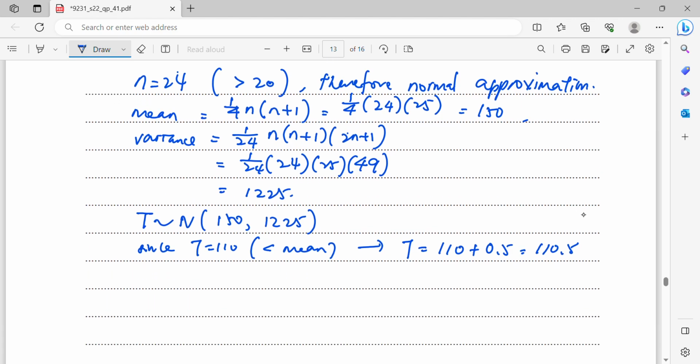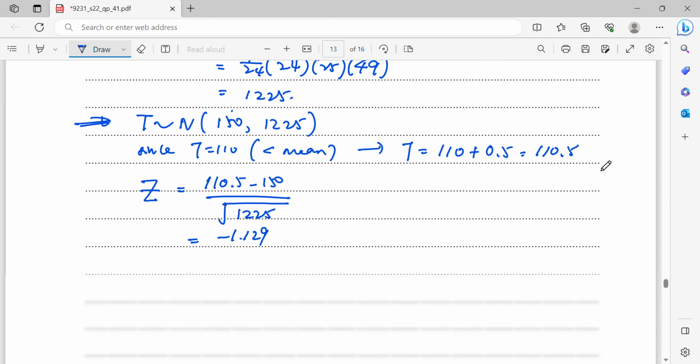Since T is normally distributed, we now need to standardize T. So it becomes 110.5, the T value, minus the mean 150, over the standard deviation, so the square root of 1225. Now here you will get negative 1.129.